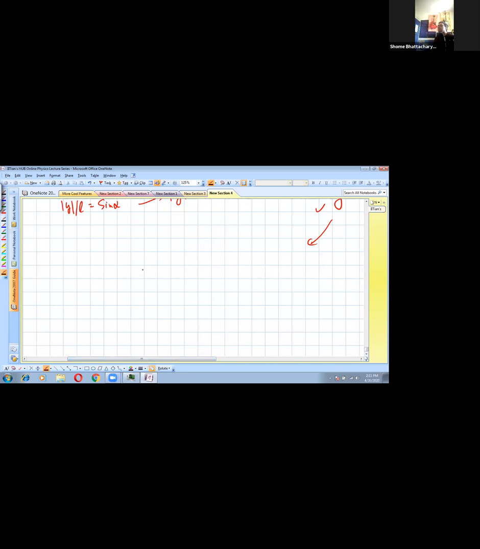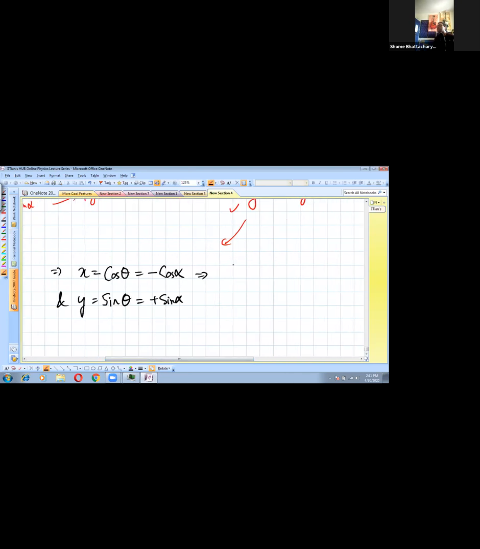It gives us this formula that X, which is cos theta by definition, is, according to our calculation, minus cos alpha, and Y, which is by definition sine theta, is positive sine alpha. Which further means that I can write it like this: cos theta is negative of cos(180 minus theta), because remember what was alpha? Alpha was that only, 180 minus theta.